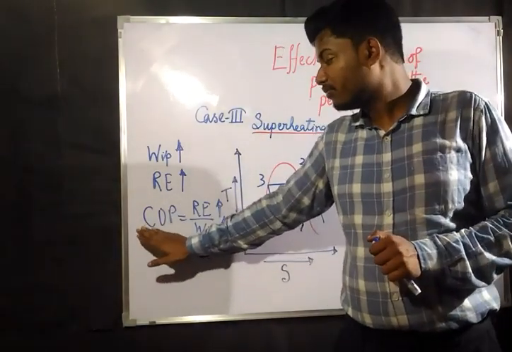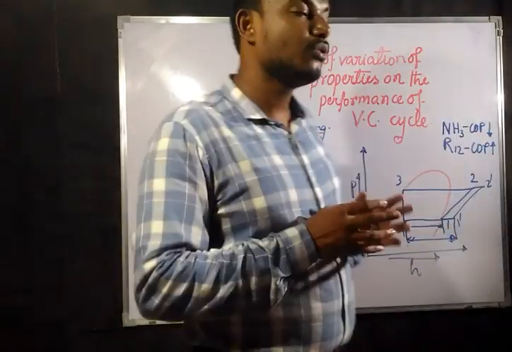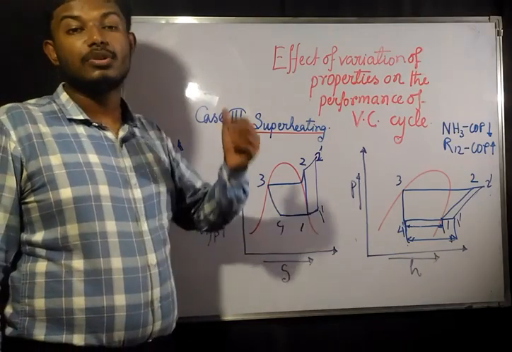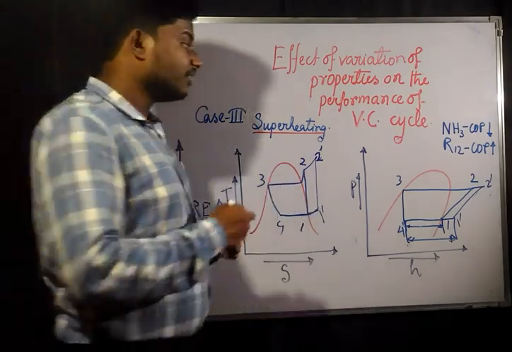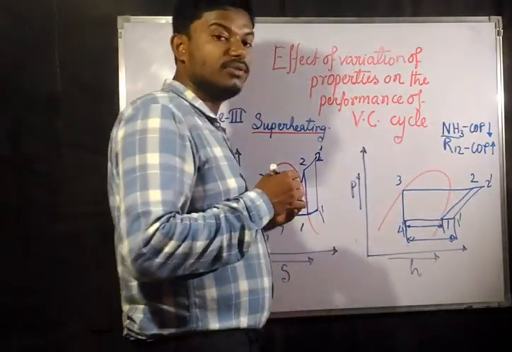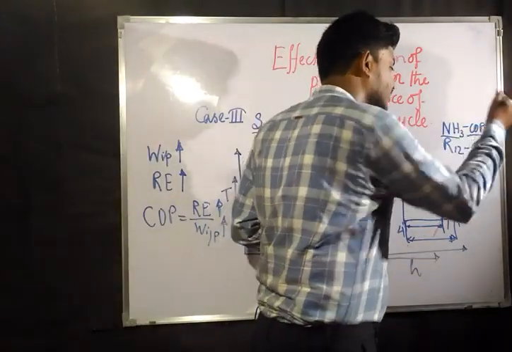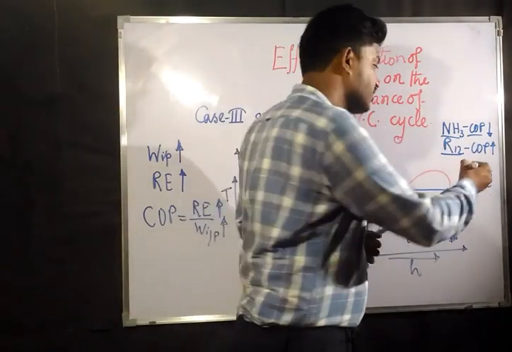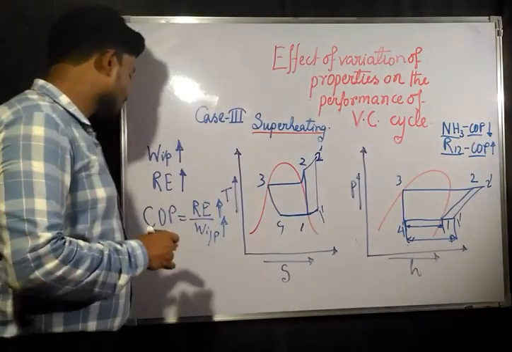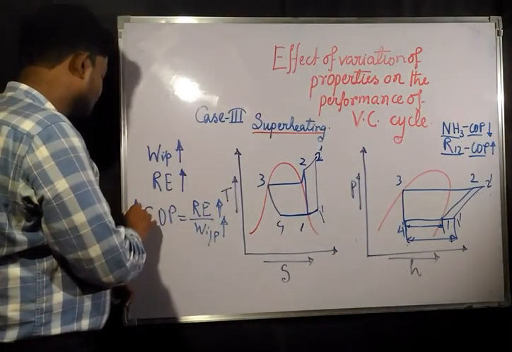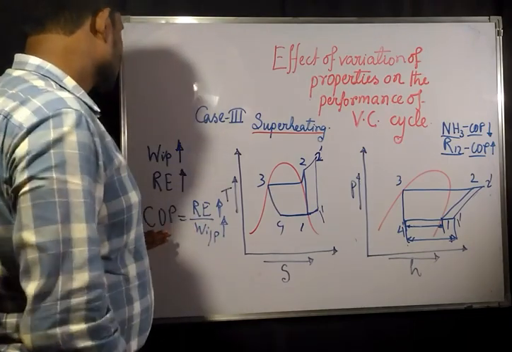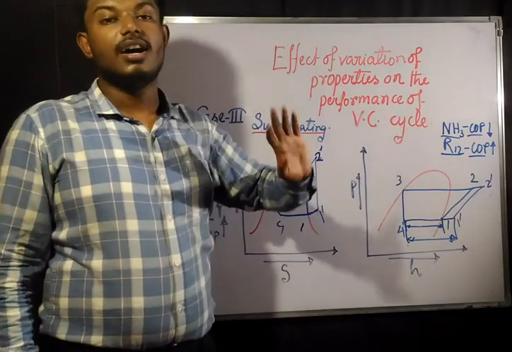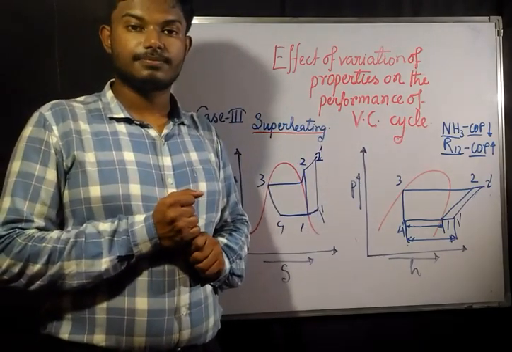Whether the COP, the performance, is going to increase or decrease is hard to tell, because in case of superheating, the COP performance is dependent upon the refrigerant. If you use NH3, then with superheating the COP decreases. But in place of NH3, if you use the refrigerant R12, the COP increases. So the performance may increase or it may decrease; we cannot be sure about this. It is completely dependent upon the refrigerant we are going to use.